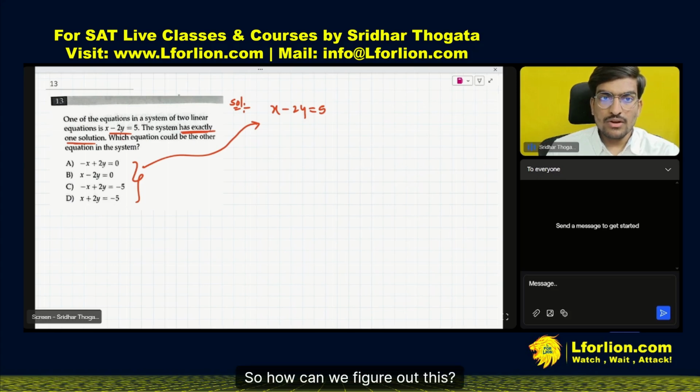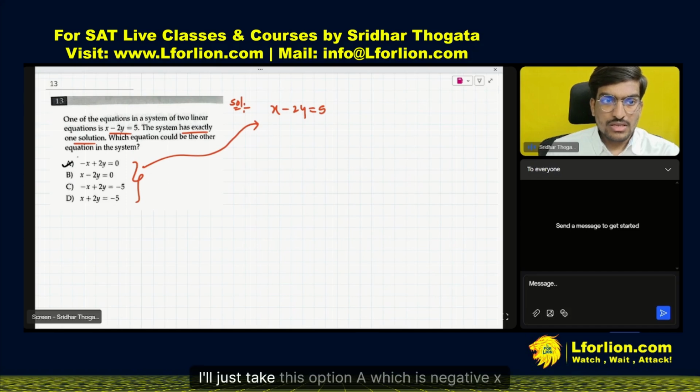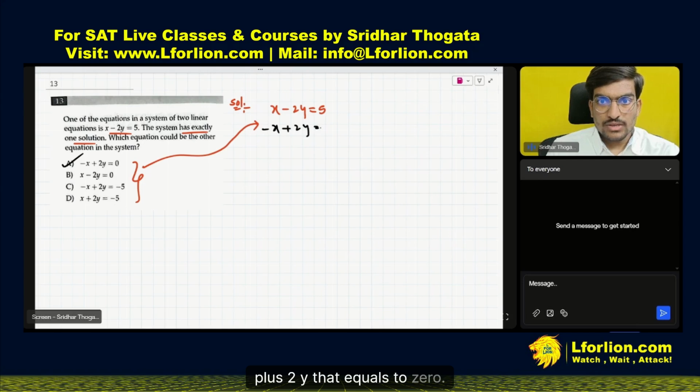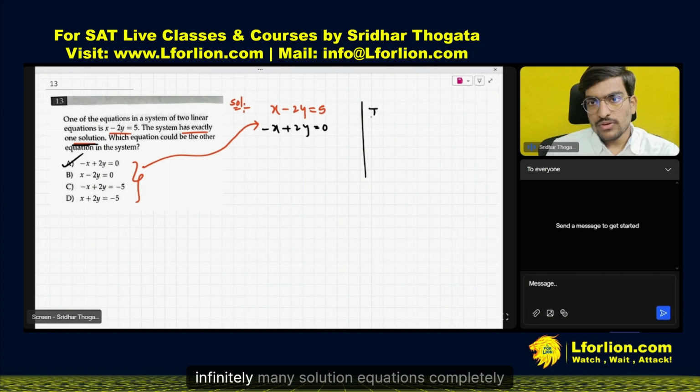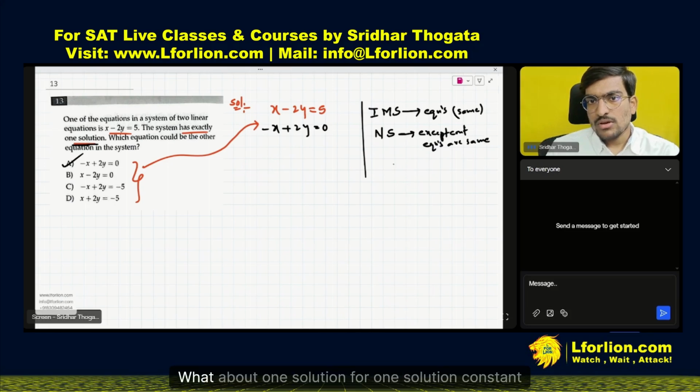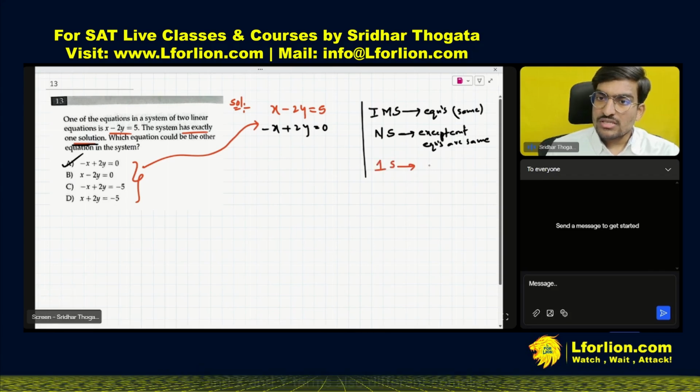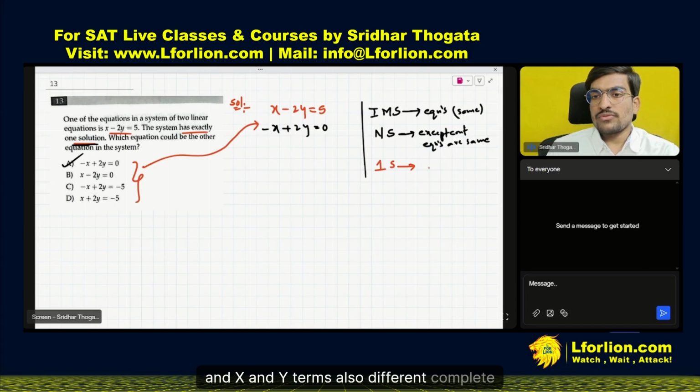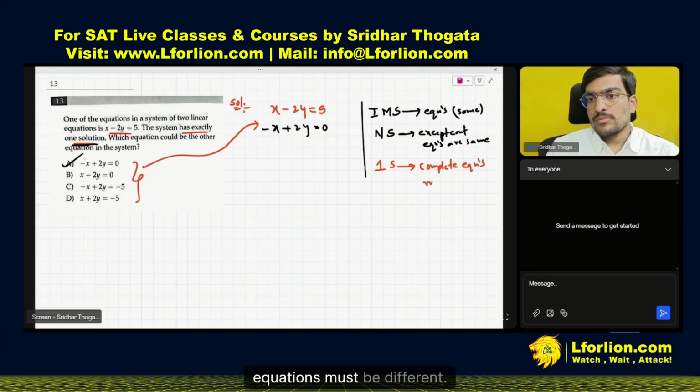So how can we figure this out? I'll just take option A, which is negative x plus 2y equals 0. The condition is one solution. So what do we know? First of all, infinitely many solutions: the equations are completely the same. No solution: the equations are the same except the constants. What about one solution? For one solution, the constants and the x and y terms are also different. The complete equations must be different.